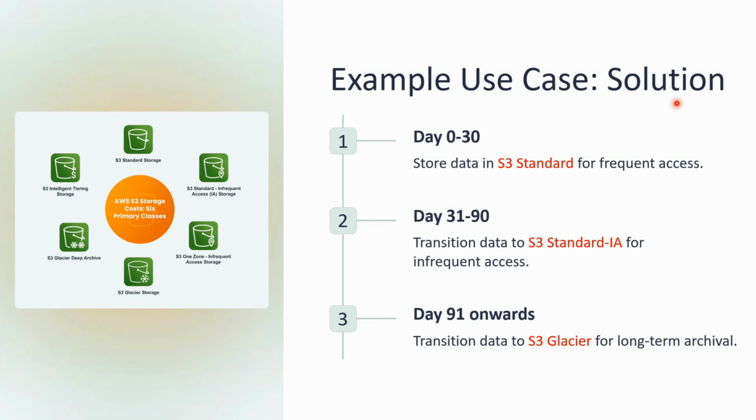Now we will see the solution for the scenario which we have just discussed. 0 to 30 days, store the data in S3 Standard for frequent access. 31 to 90 days, transition data to S3 Standard IA storage for infrequent access. Day 91 onwards, transition data to S3 Glacier storage for long-term archival.